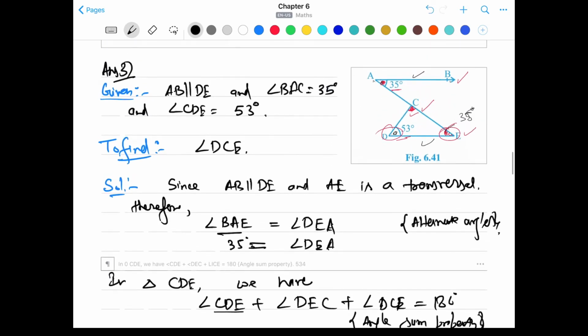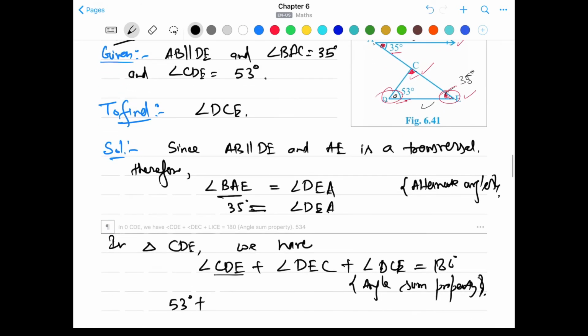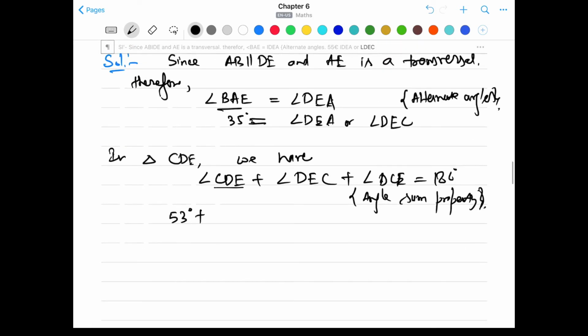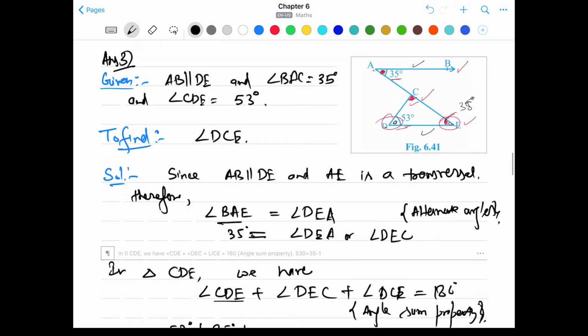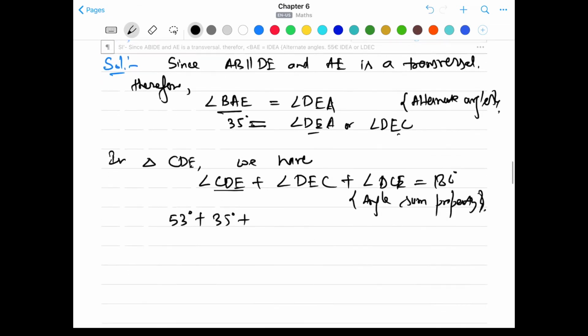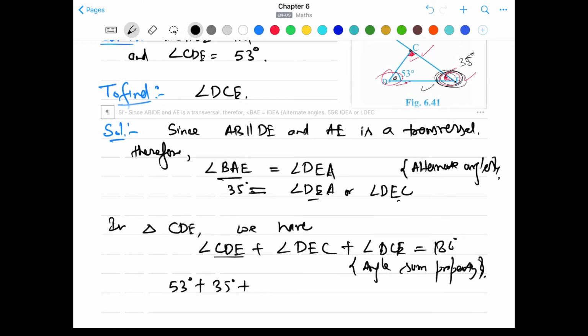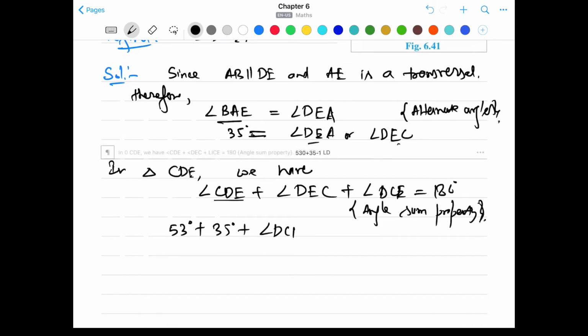Angle DEC is this one, angle DEC. Angle DEC and DEA are the same thing, so we can also write this DEC as DEA, as DAC. So that is 35 degree. Why have I written DEC as DEA? If you stop till here, it will be DEC, and if you move forward, it will be DEA. But this angle is the same in both cases. So this is 35 degree plus angle DCE we have to find, and this is equal to 180 degree.